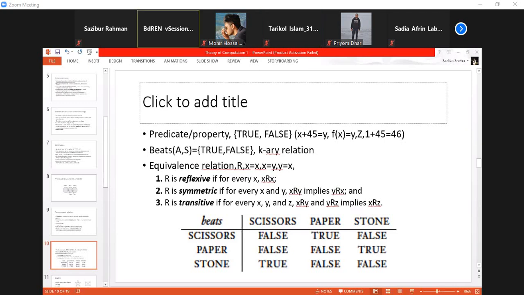So it encompasses a variety of numbers. We call the inputs arguments. So based on the number of arguments, we create this relation.